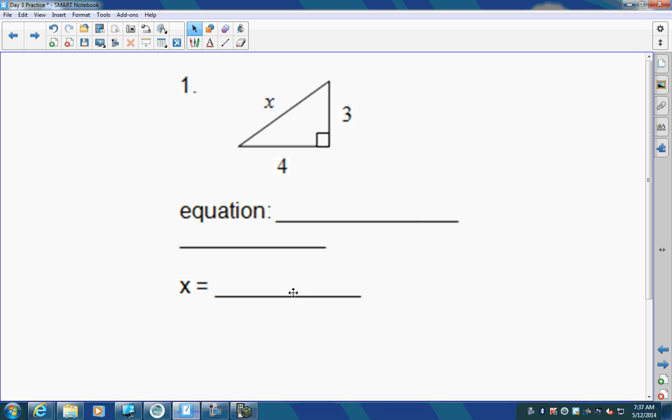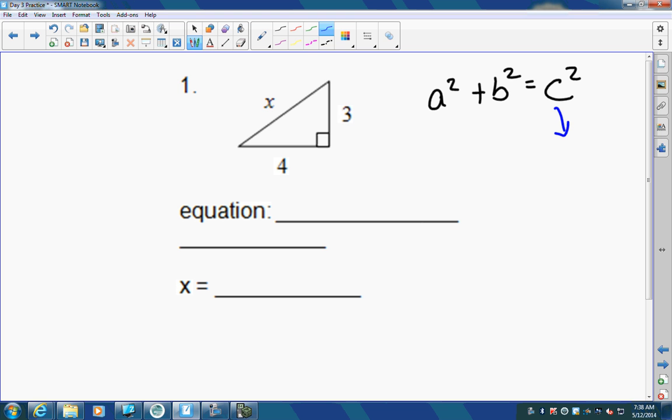So what we're going to do is remember the equation for a right triangle that we've used, which is the Pythagorean theorem. That's a squared plus b squared equals c squared. C is the hypotenuse. That's the side that's across from the 90-degree angle. That's the longest side. So this would be C.